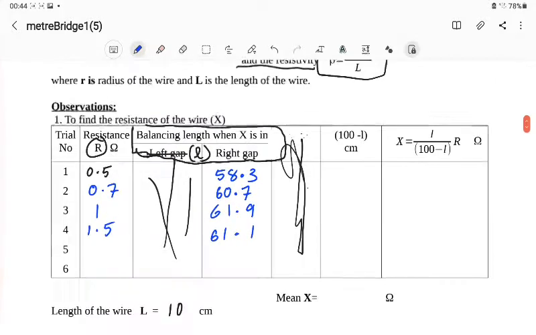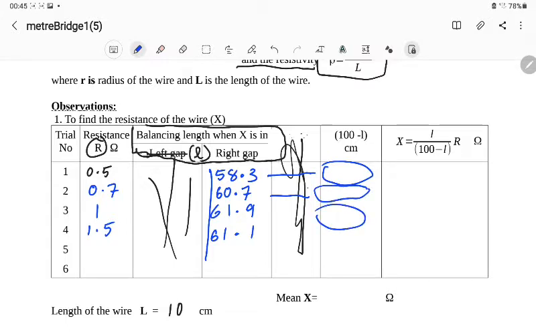Now this is the L value. Now find what is 100 minus L. L is 58.3, 60.7. Here you have to write. Okay, first one is 100 minus 58.3 right here. Second one, 100 minus 60.7 right here. Like this you have to do for all these four values.